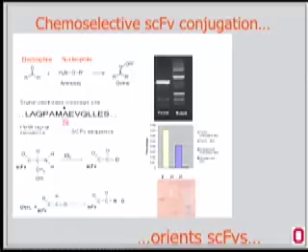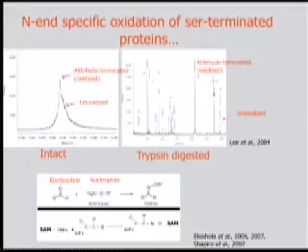And so basically what we're showing here is the molecular biology just simply to replace the N-terminal alanine of one of the single chain antibody fragments with the serine, and then subsequently oxidation and expression, and you are able to then generate a protein which will participate in the chemoselective conjugation. And this is mass spec data that shows that in fact the chemoselective conjugation is very specific.